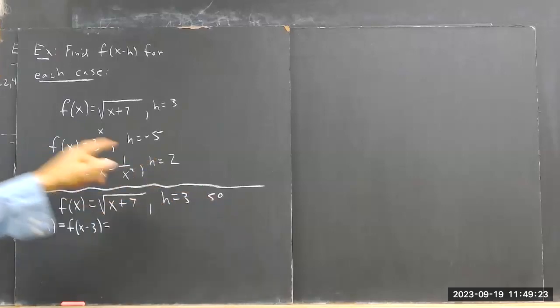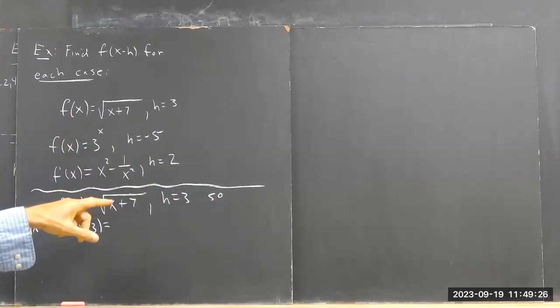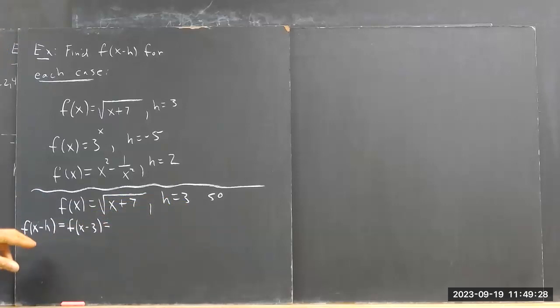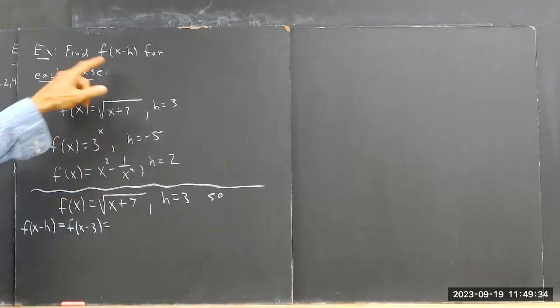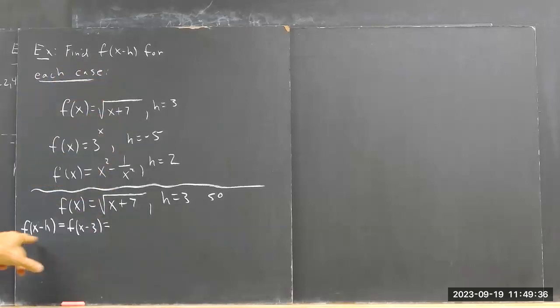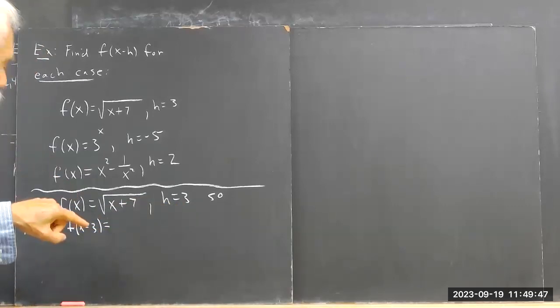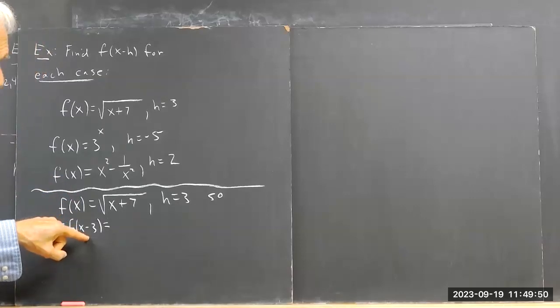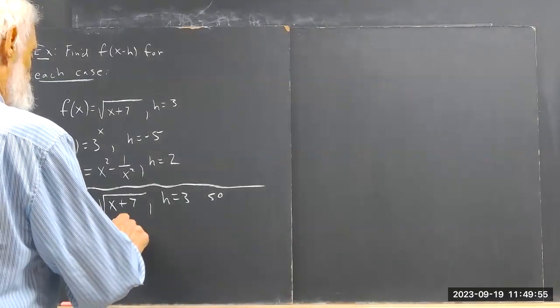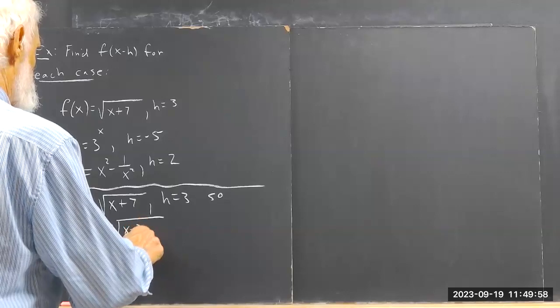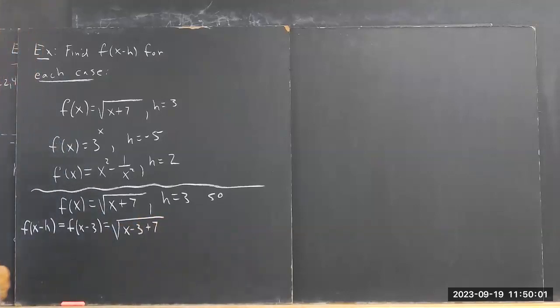Here's a statement of the first case. Here's f of x, here's h. We want to write out f of x minus h equals before we do anything else, because that's what we're trying to find. Then, well, that's an easy step here. h is 3, so it's f of x minus 3. All right. Now you see that x has been replaced by x minus 3. So you replace this x by x minus 3. That's the square root then of x minus 3 plus 7.